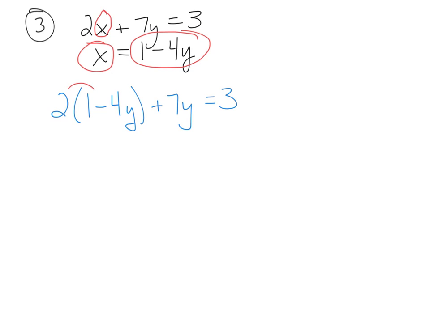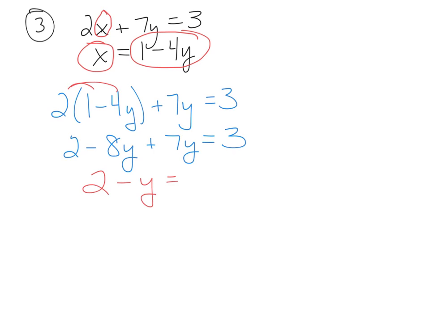Now, you guys are great at this. We know to distribute, and you guys have really done a great job with that. So that's where we get our 2 minus 8y plus 7y is equal to 3. So again, I'm just continuing to solve the problem. Well, now I have to combine like terms. So for some of you, this is where maybe a mistake comes up. So minus 8y plus 7y is a minus y. So make sure you pay attention to that. This right here, minus 8y plus 7y is not 15. It's indeed minus 1, or a minus y.